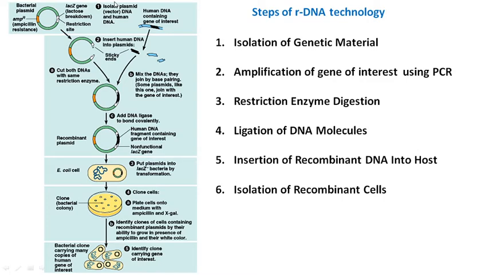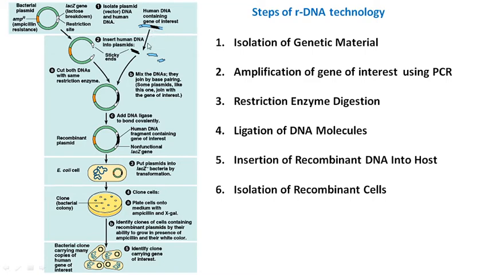You need many things for recombinant DNA technology. First of all, you need a vector or plasmid vector. Here you can see this plasmid, which contains the ampicillin resistance gene. Apart from that, you also need the gene of interest. Here I have shown the human DNA. It may be any human gene, like insulin. First of all, you have to amplify this gene of interest from the human genomic DNA.